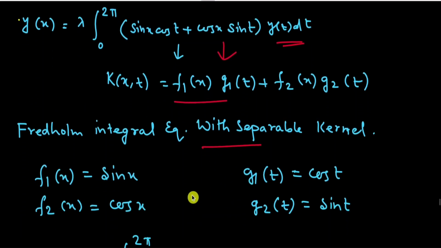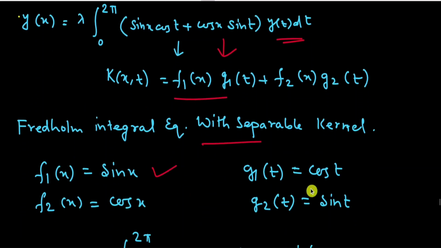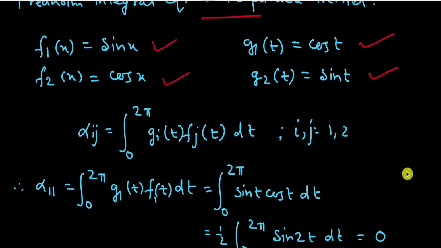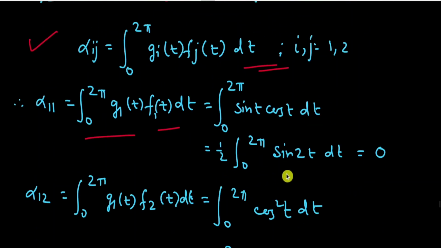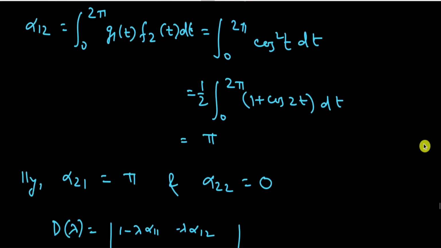So we can take here f1(x) equal to sin x, f2(x) equal to cos x, g1(t) equal to cos t and g2(t) equal to sin t. So we find the value of alpha ij equal to integration g_i(t) f_j(t) dt, where i and j take the values 1 and 2. So alpha 11 equal to integration 0 to 2 pi g1(t) f1(t) dt, and the value of g1(t) is cos t and the value of f1(t) is sin t. So sin t cos t dt, and this gives integration 0 to 2 pi of half into sin 2t dt, which gives the value of the integration 0.